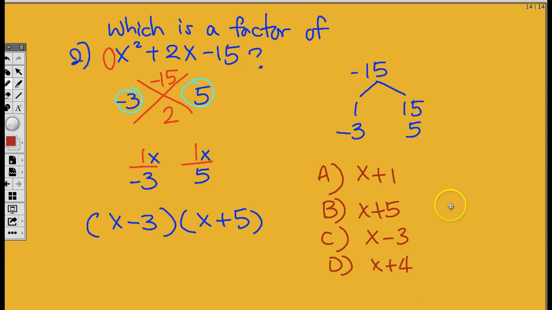So what do you think the correct answer is? Yes, you are absolutely right. Your answer is x plus 5, which is B, and also C, x minus 3. Now keep in mind that these multiple choice test questions can actually have more than one correct answer. Okay, so that is a very important thing you have to remember.